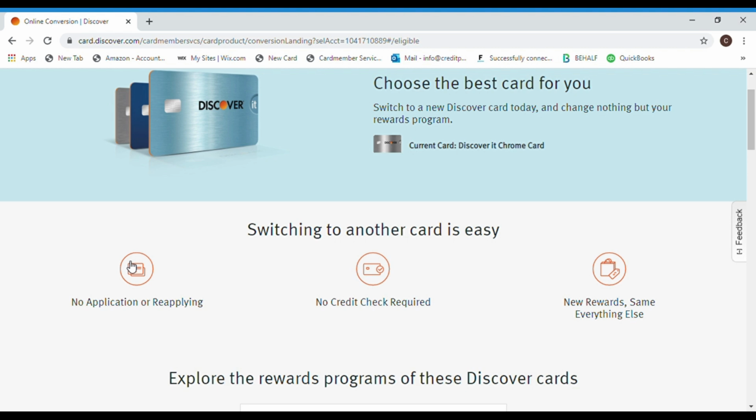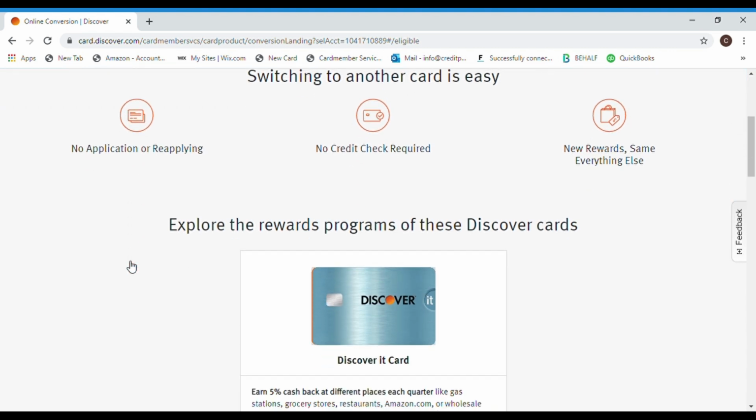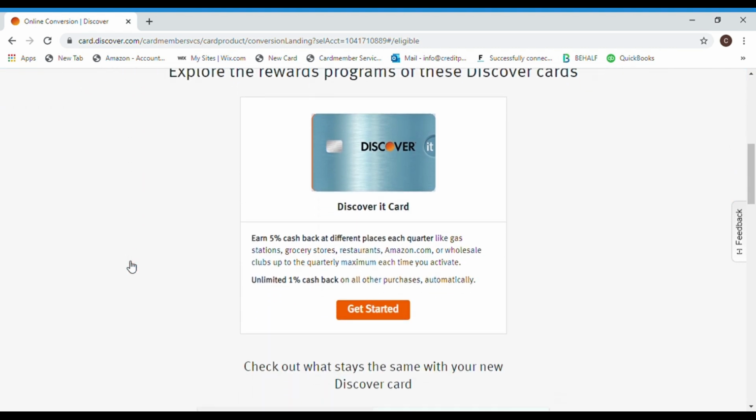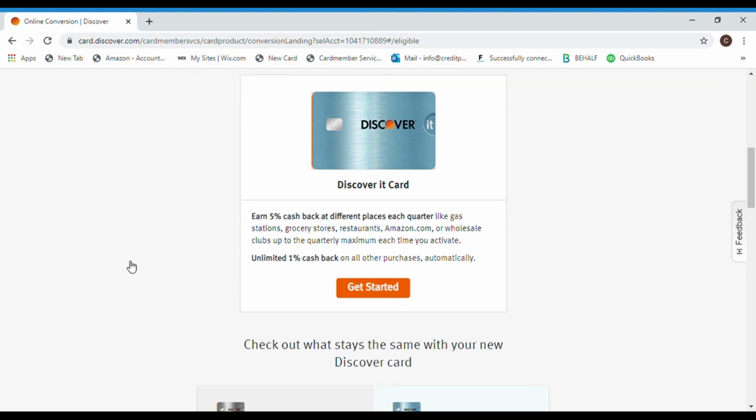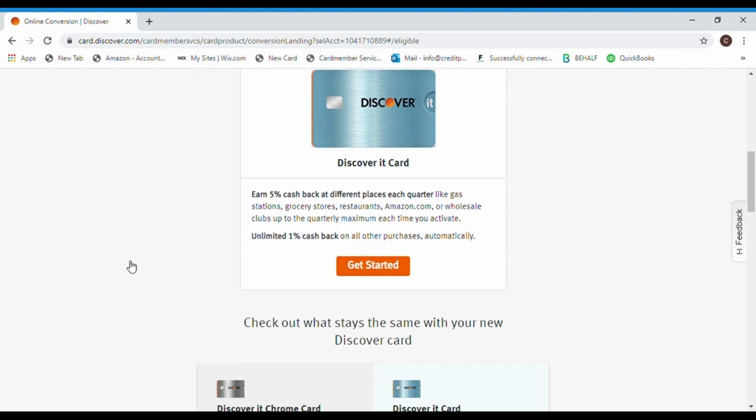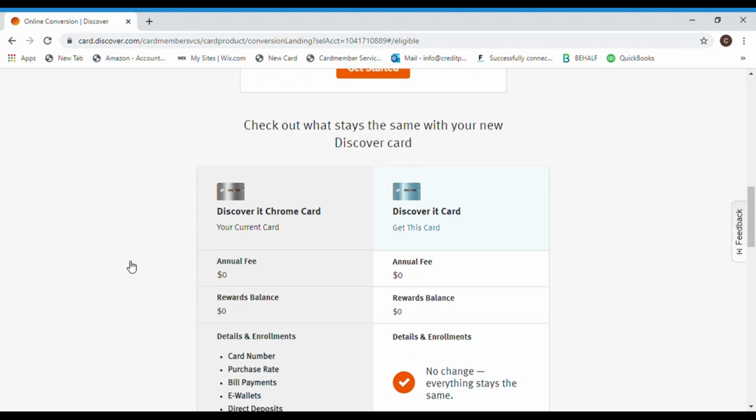You're not changing the account history, the interest rate, the limits. It's not a new account. It's the same account, just a different reward structure. That's I guess the better way to look at it. So they're basically offering me the 5% cash back, basically the same card that I already have, just with this different system. So let's scroll down to see this here.